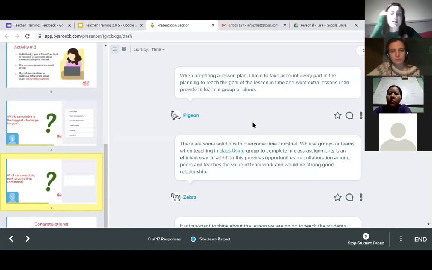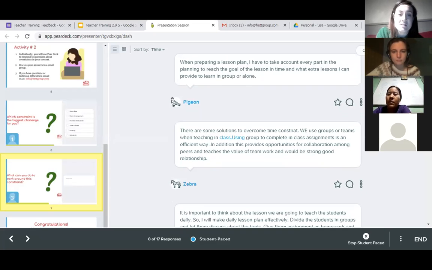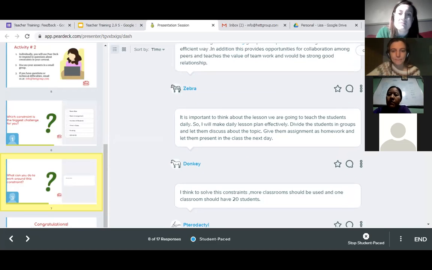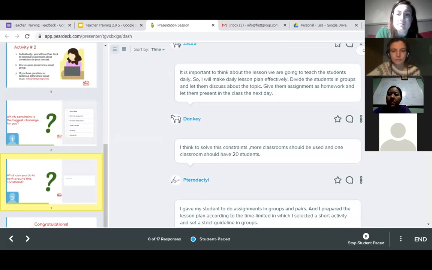Using groups to complete in-class assignments is an efficient way. In addition, this provides opportunities for collaboration among peers and teaches the value of teamwork and would be a strong, good relationship. Yeah, sometimes things are faster if they're done in groups. So if you put people in groups, then it's faster to complete.